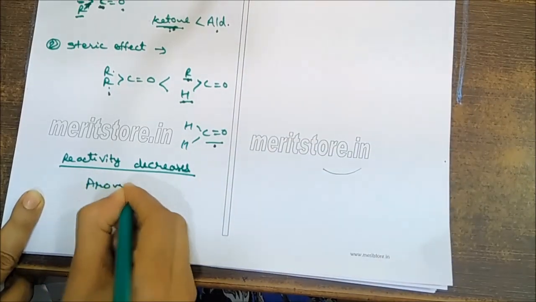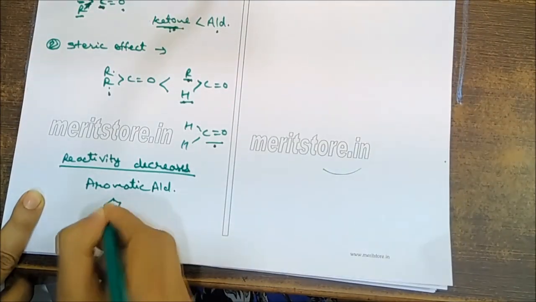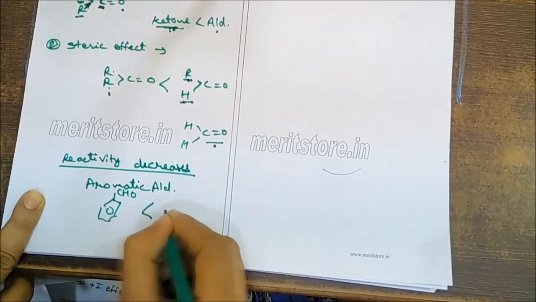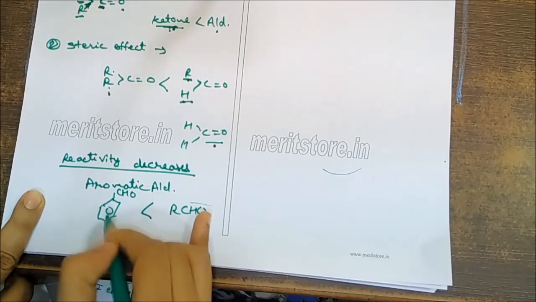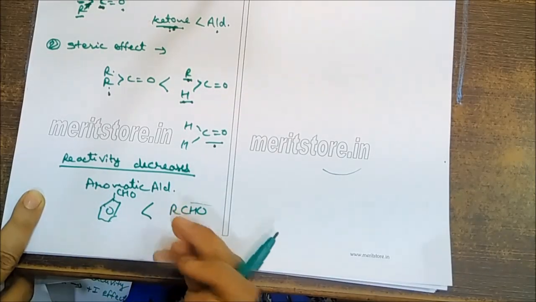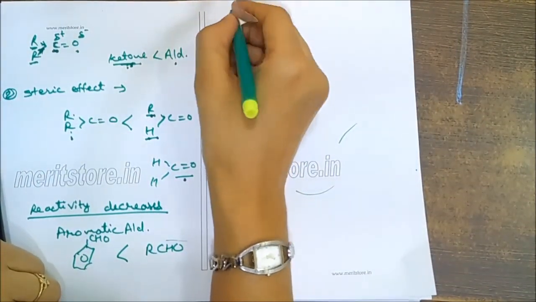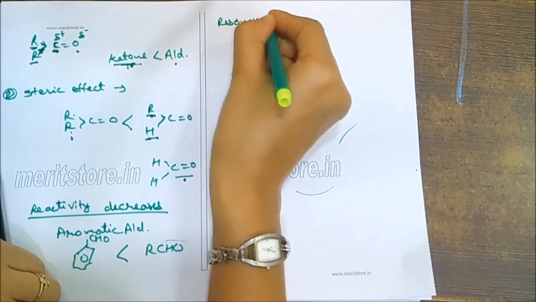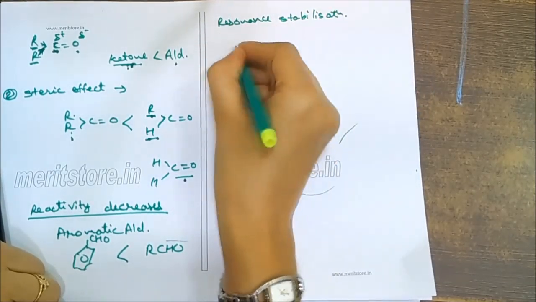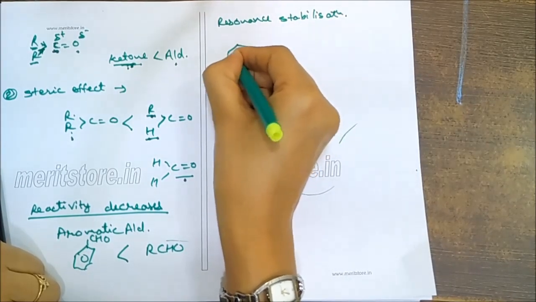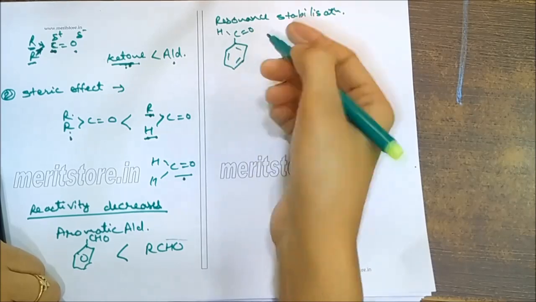In aromatic compounds, aromatic aldehydes such as benzaldehyde will be less reactive than other aldehydes. The reason is the same: there's a big benzene ring that will hinder the attack of nucleophile on this carbon. And because of resonance stabilization of the aromatic ring, this is our benzene ring. This is our benzaldehyde. This is the carbonyl group.